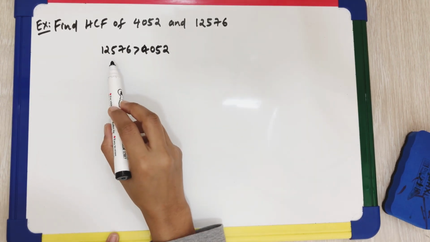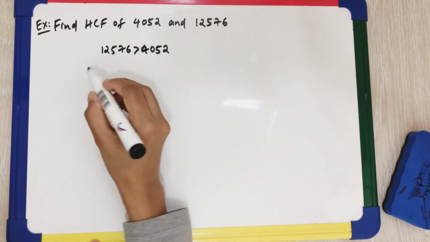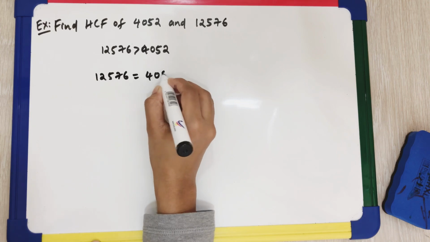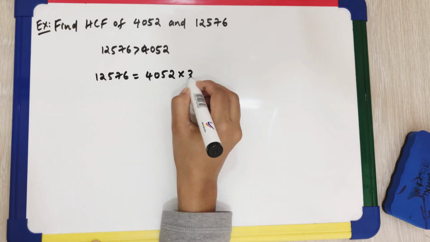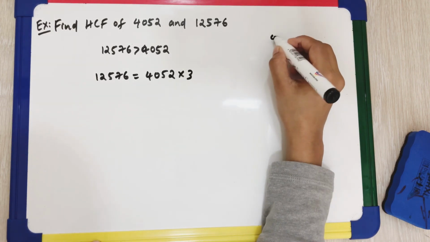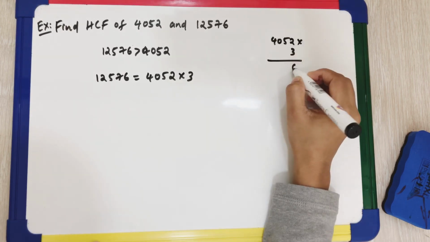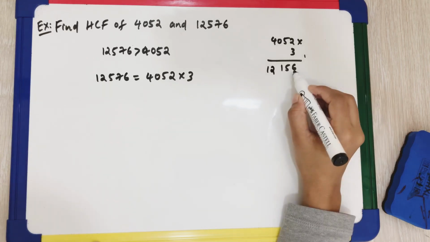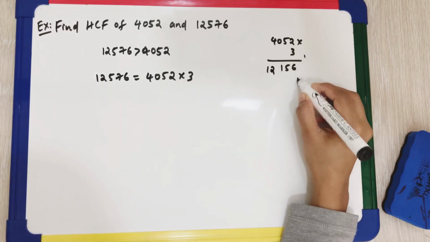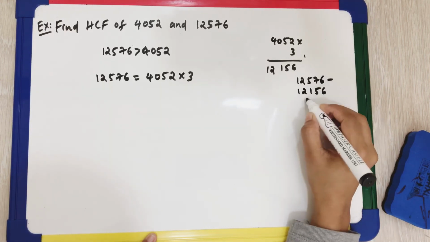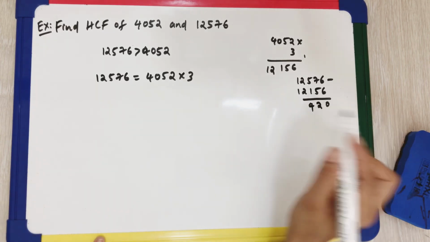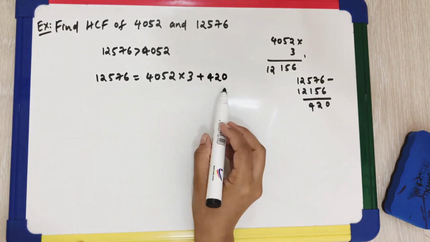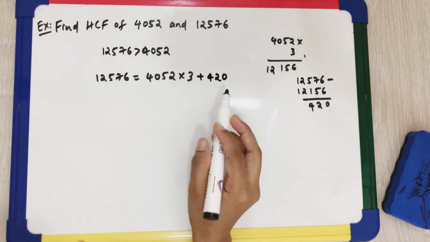Applying the division lemma to these numbers, we get 12576 is equal to 4052 into 3 plus a remainder. 4052 into 3 is 12156. So to see the remainder, here the remainder is 420. The remainder is non-zero, so again apply the division lemma.